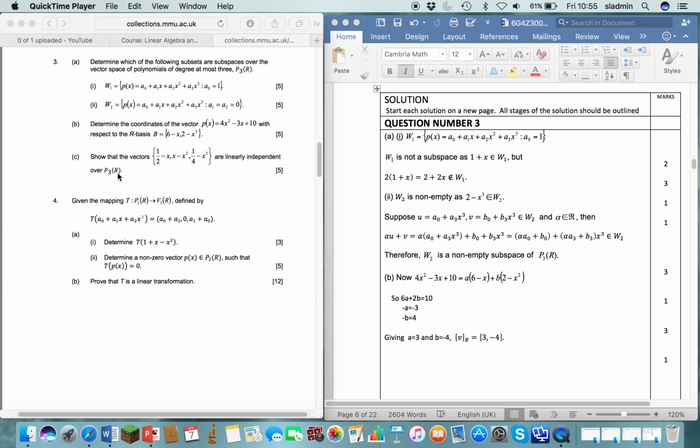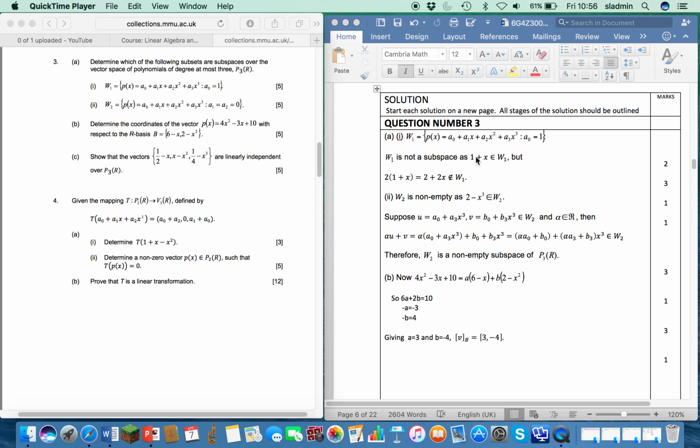So for 3a part 1, we have W1 is a subset of polynomials of degree 3 of this form, and you can see that a polynomial of degree 3 belongs to W1 as long as the constant coefficient is 1. Now you should also always show that these subsets are non-empty. So W1 is non-empty, as 1 plus x, for example, does belong to W1. So 1 plus x is in W1.